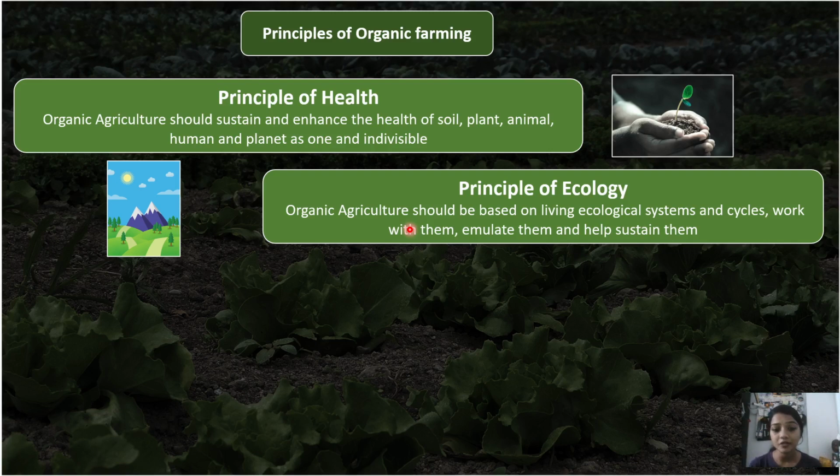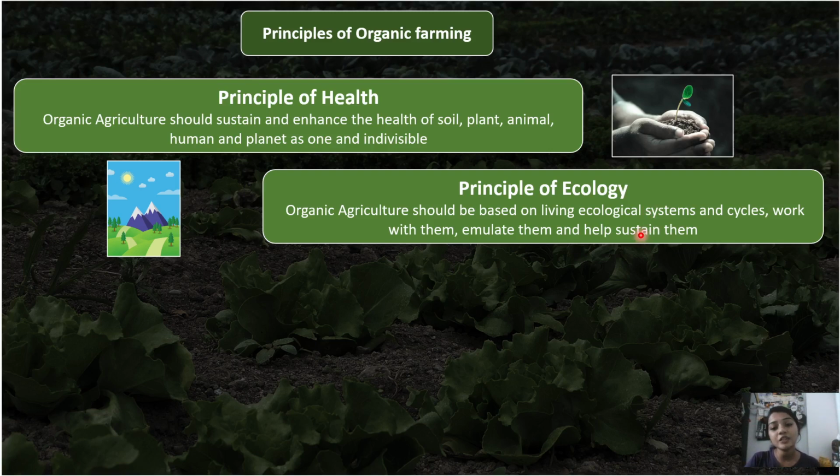All the cycles that are already naturally going on in the ecosystem, we should not disturb them, and all the activities relating to organic farming should be based on the living ecosystem. It should work hand in hand with the ecological systems and all the cycles. It should work with them and emulate them, that is, it should help in enhancing or spreading these activities, and also help sustain all the ecological systems and cycles that are present.